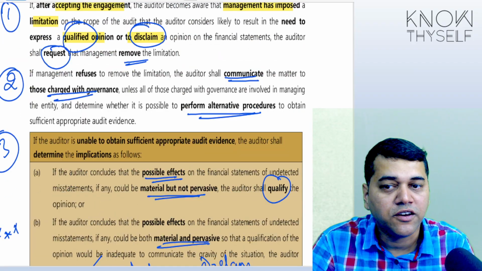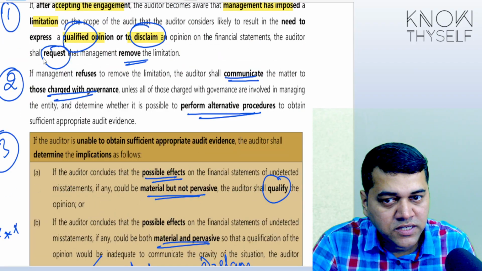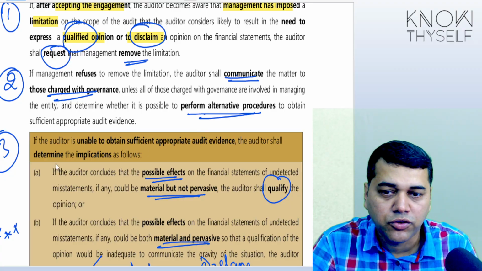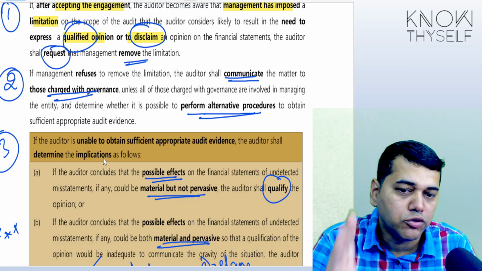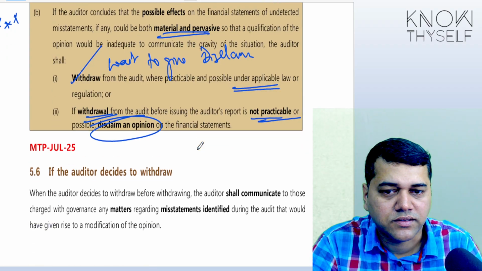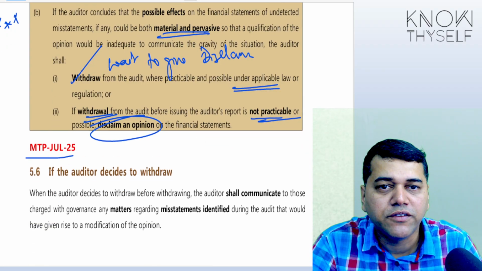So we can say there are 4 steps. First is request, second is communicate, third is alternative procedure, fourth is modification. So there are 2 types of modification. I hope it is easy. Yes. Now, in MTP July 25 we will see one question.